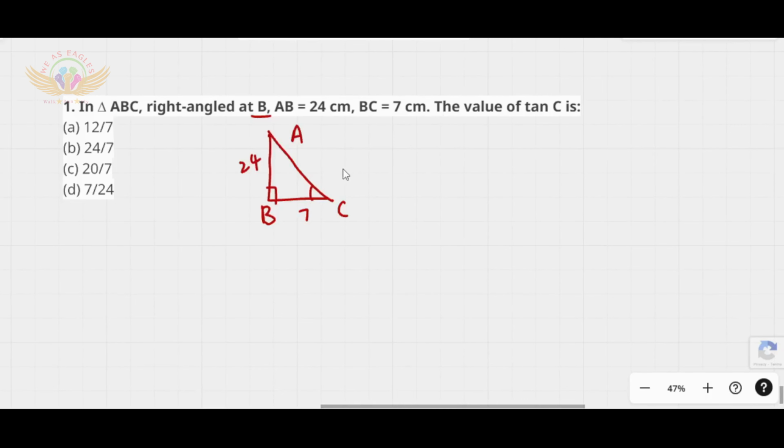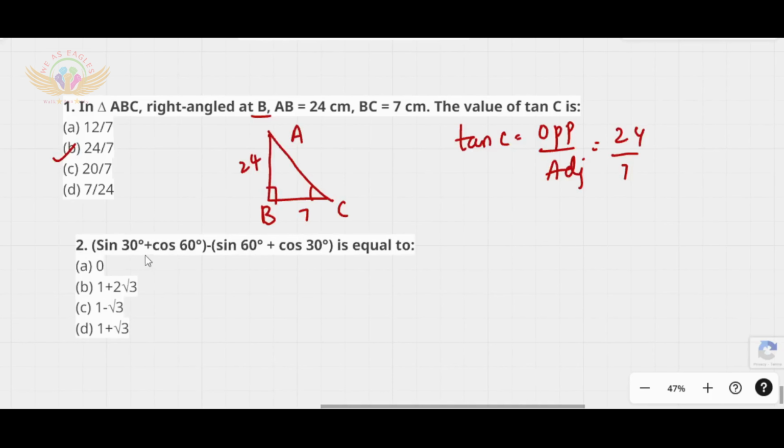I told you already, if you see the values of a given triangle in the figure, always go with the trigonometric ratios. And you all know that tan C is nothing but opposite by adjacent. We don't know the hypotenuse here, and we don't need to find it because tan C is opposite by adjacent. 24 is the opposite side and adjacent is 7. It's a direct question. B is the answer.